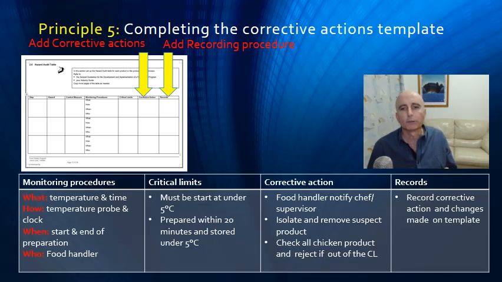The food handler will notify the chef supervisor. This is really important to consider: with corrective actions, there'll be levels of authority that are put in. Some will be at a higher level, some at a lower level, and this really depends on the hospitality establishment. Isolate and remove the suspect product, then check all chicken products and reject if the critical limit is not correct. The way we would record this is through the templates that you'll find in what you're doing for your HACCP plan.